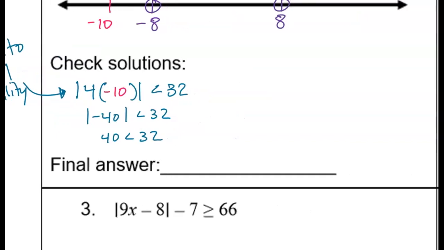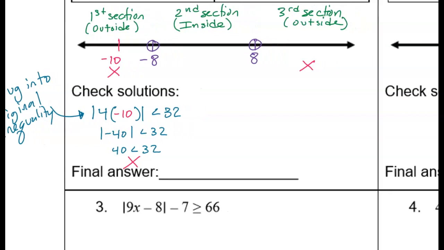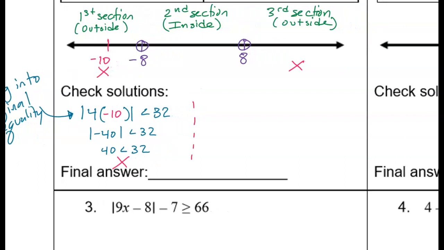So we have to ask ourselves, is this true? Is 40 less than 32? It is not. So we do not shade on the outsides. You only need to check one of the outsides, because if I shade one outside, I must shade the other. So then, I need to double check that I am shading on the inside. Now the reason I need to check the inside is because you could end up with a problem that has no solutions, meaning both of your checks don't work out. So we do need to check the inside as well.